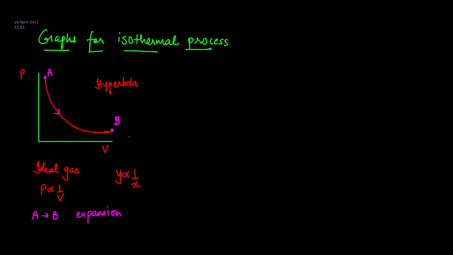So if it's A to B, it's expansion. So that's what is happening here. Now let's draw the other one. Now this was the toughest one, the rest are quite easy.